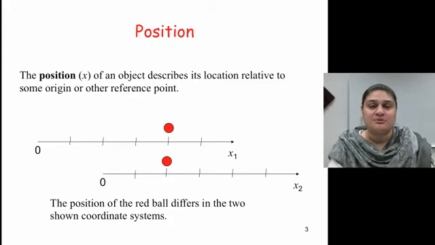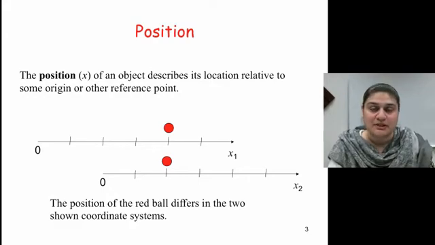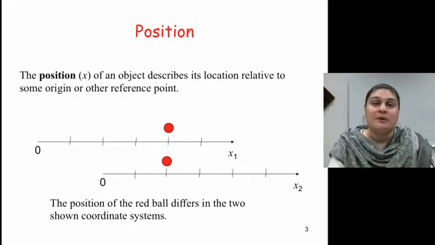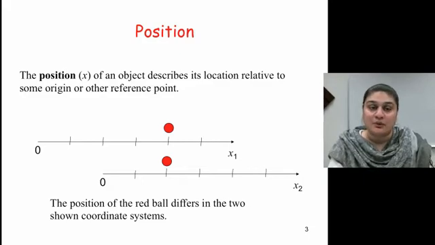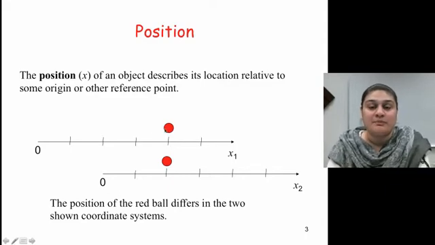So in order for us to understand what we mean by position, we can look at this example. The position of an object describes its location relative to some origin or another reference point. So for this course, we are always going to start off by defining an origin, stay at point 0, and then we are going to put our object at a certain position, and that is going to determine the value of this position with respect to time.